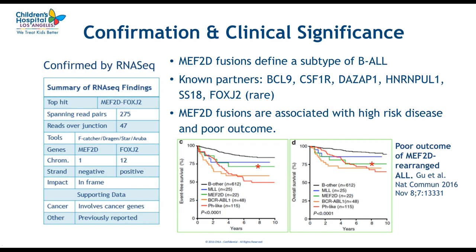We ran this sample on RNA-seq, so the fusion got confirmed, and we verified that it was real. But the clinical significance of this is that MEF2D fusions are known to be associated with very high-risk disease. And so if this was known at diagnosis, it would certainly help to risk stratify this patient appropriately, and retrospectively, it really well explains his very aggressive clinical course and poor response to treatment.